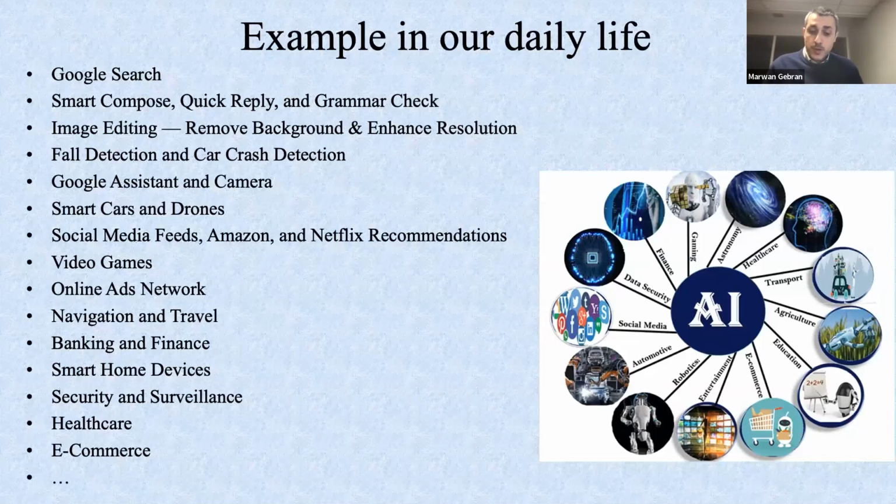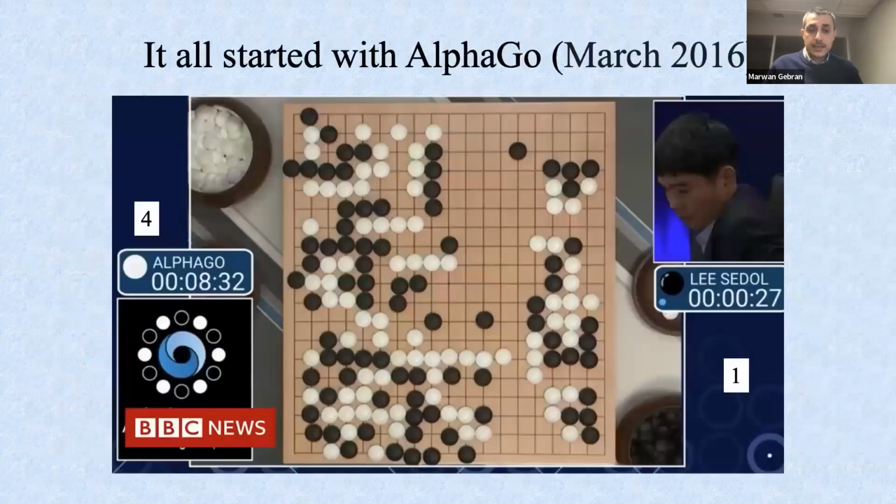But the big boom in artificial intelligence started in 2016, as most of you may remember, when a machine was able to beat Lee Sedol. Lee Sedol, for those who don't know, is the champion of the game Go. Go is a game very similar, in philosophy, to chess. It's a board game like chess, but extremely more complex.